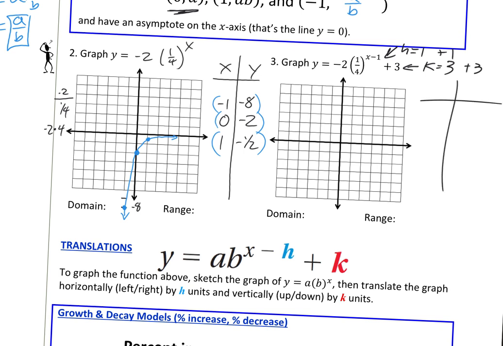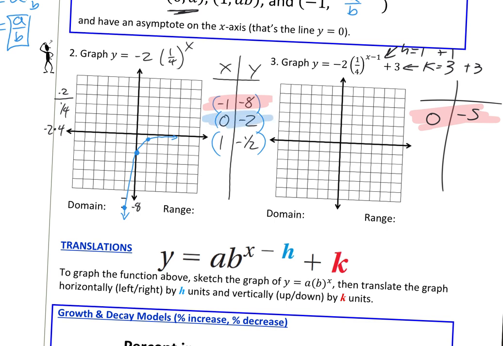So you could kind of just take these values and add 1 to it in the x category and add 3 to it in the y category. Let me show you what I mean. So for this first point, I'm going to add 1 to the x value. Well, if I add 1 to -1, that becomes 0. And if I add 3 to the -8, that becomes -5.